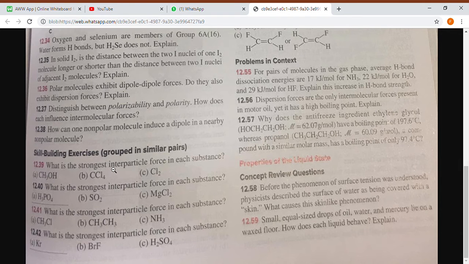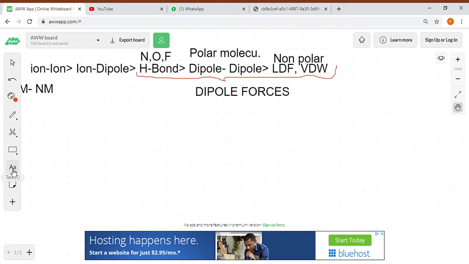Okay, so with this being said, let's do 1239, which asks what is the strongest interparticle force in each substance, and they give you CH3OH, CCl4, and Cl2. Okay, so let's start doing those.